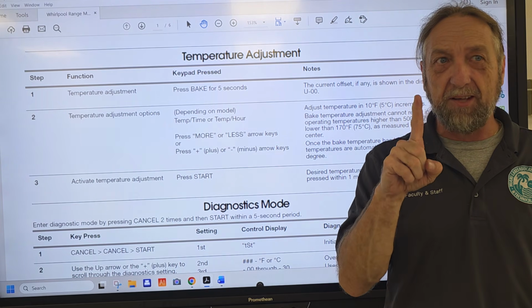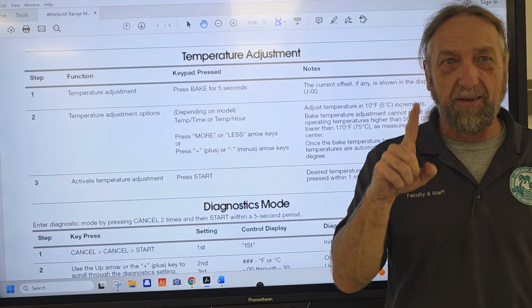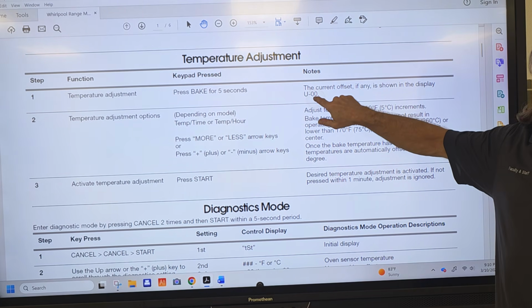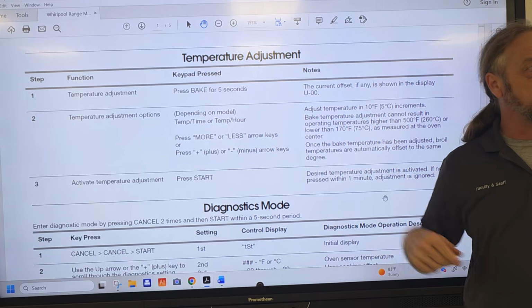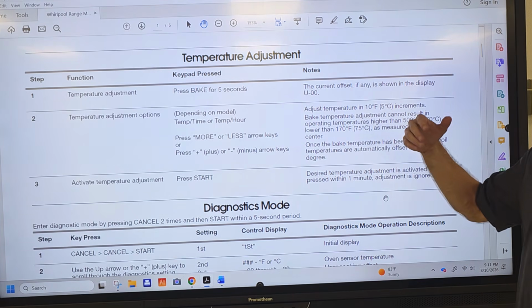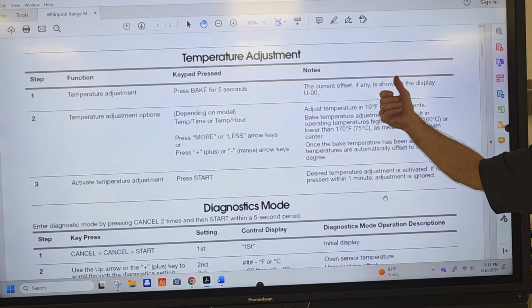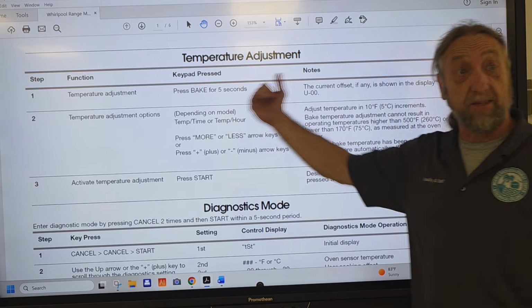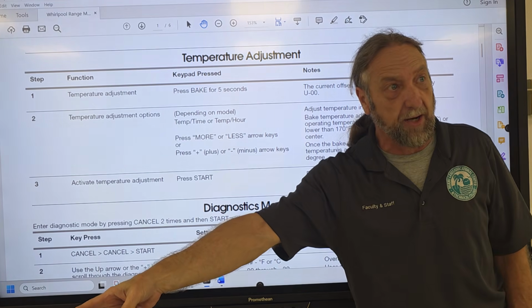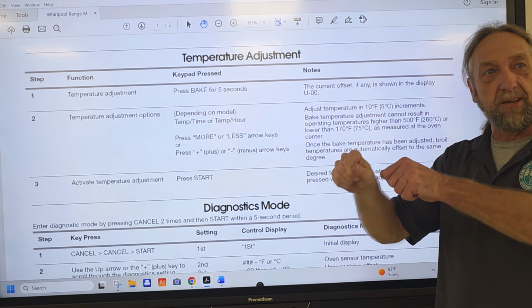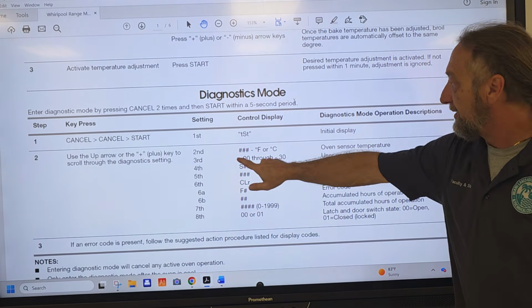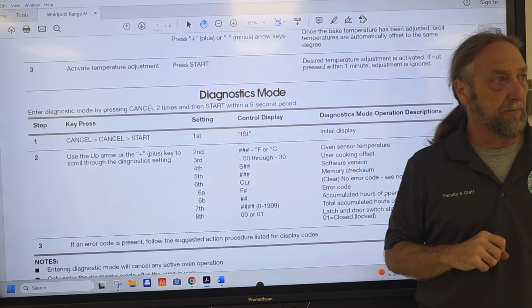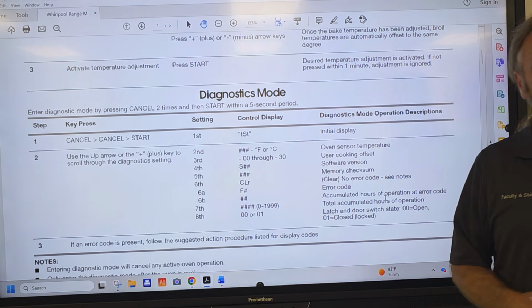But you change the sensor, what do you gotta do? Go back to 0, 0, and then calibrate it. Then you wanna test it to make sure it's working right. So in other words, remove the -20 that someone had put in there, go back to 0, 0, put a new oven sensor in there, and then go back into diagnostics, go to this step here where it's the user cooking offset, and that's what you do that for.